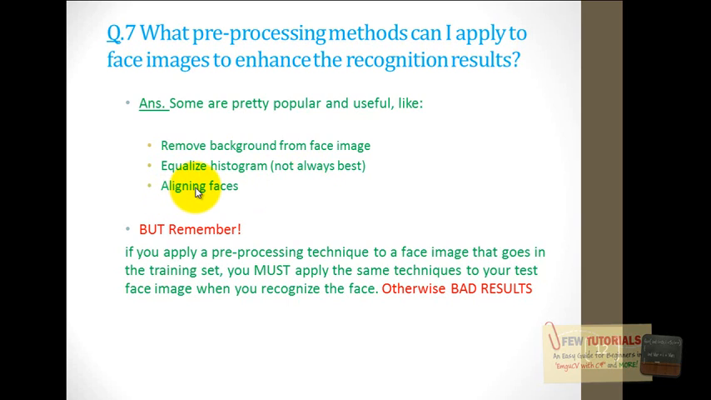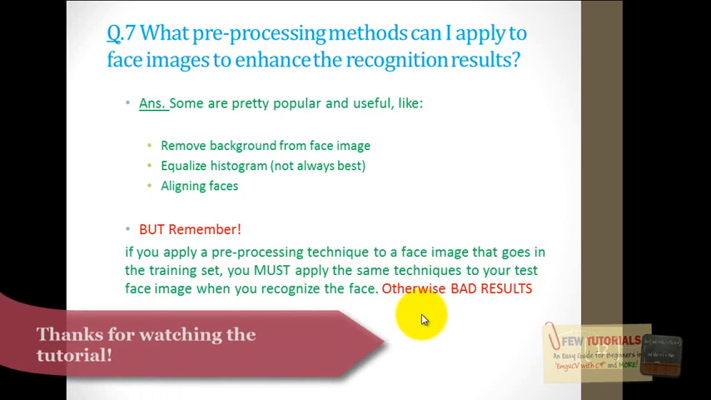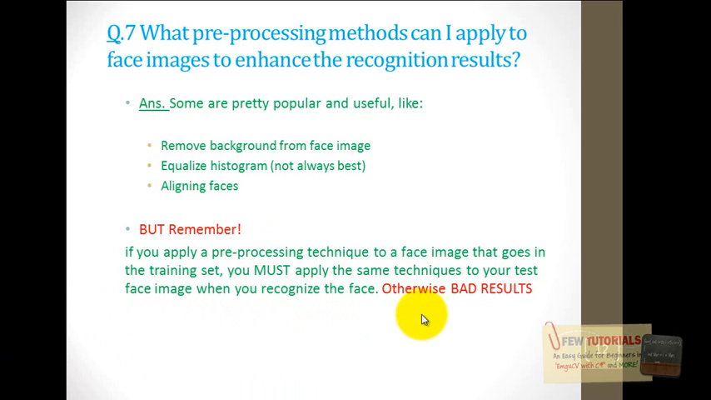The other could be aligning faces. For example, there's a tilt in the face. The person is tilting his face to the right or the left. You could straighten it. But remember, once again, if you apply any pre-processing technique to a face image that goes to a training set, then apply it to the test set image as well. Otherwise, bad results. So that was it for how to fill your training set and the precautionary measures that you need to take care of in order to achieve the best possible results of face recognition.